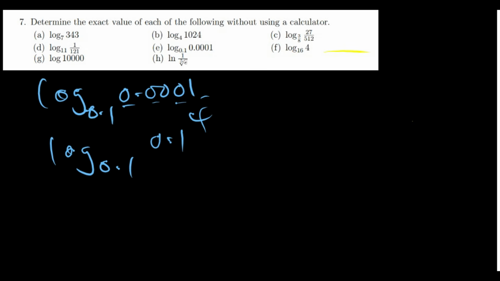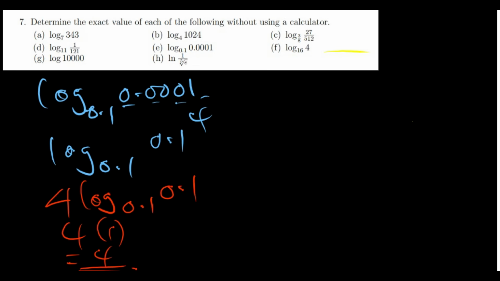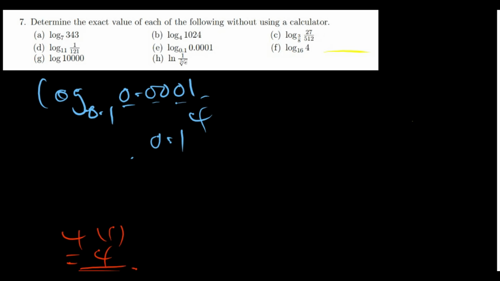If you want, you can use that other method. So this is going to be, I can shift the power to be in front, 4 log base 0.1 of 0.1. So this part is going to give us 4 times 1. The answer is 4. That is the exact value. If you want, you can use that other method where you equate it equal to x. You find the same answer.